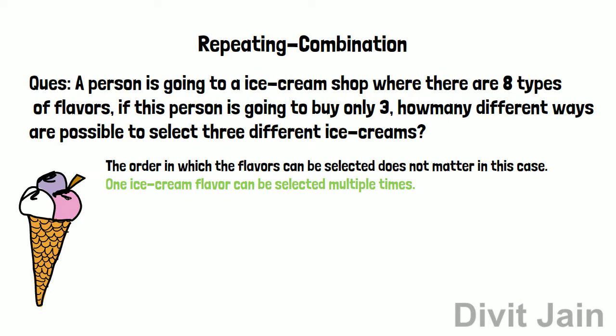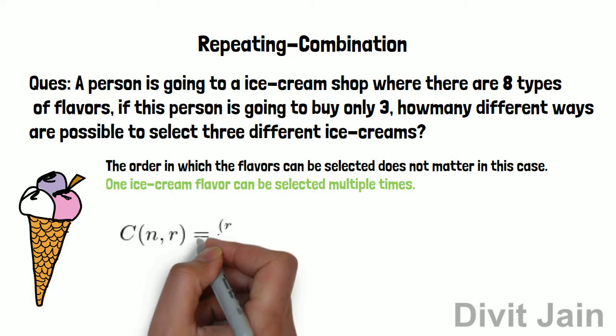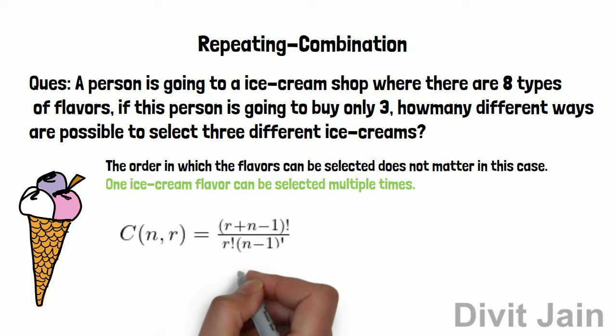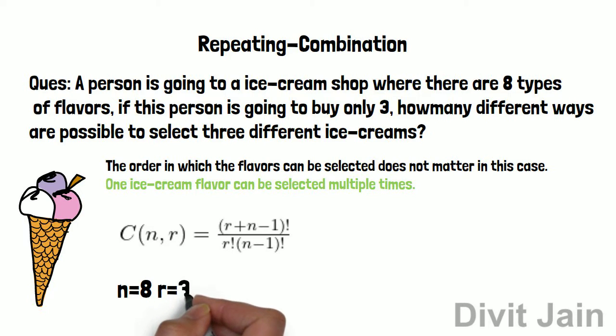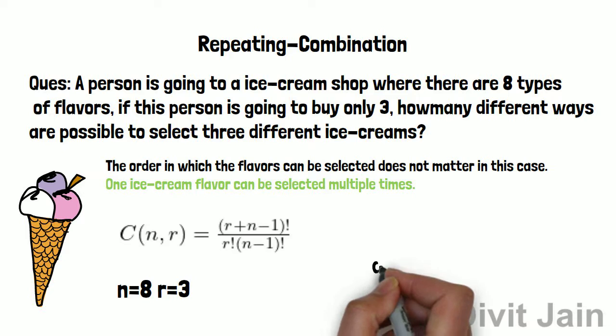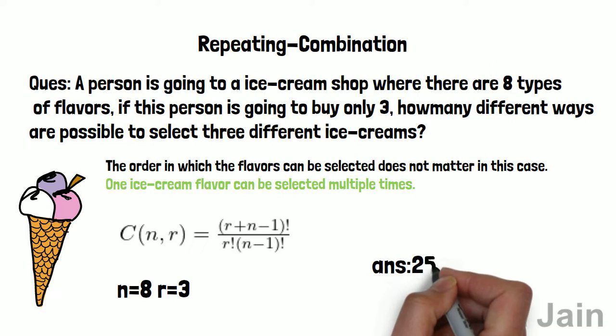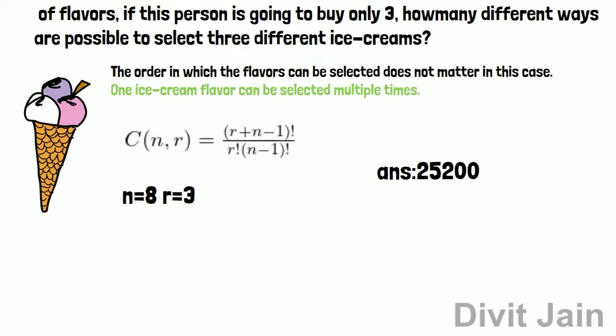The formula of repeating combination is (r plus n minus 1) factorial divided by r factorial times (n minus 1) factorial. Here the value of n is 8 and the value of r is 3, and if we put these values in the formula, the answer will be 25,200.